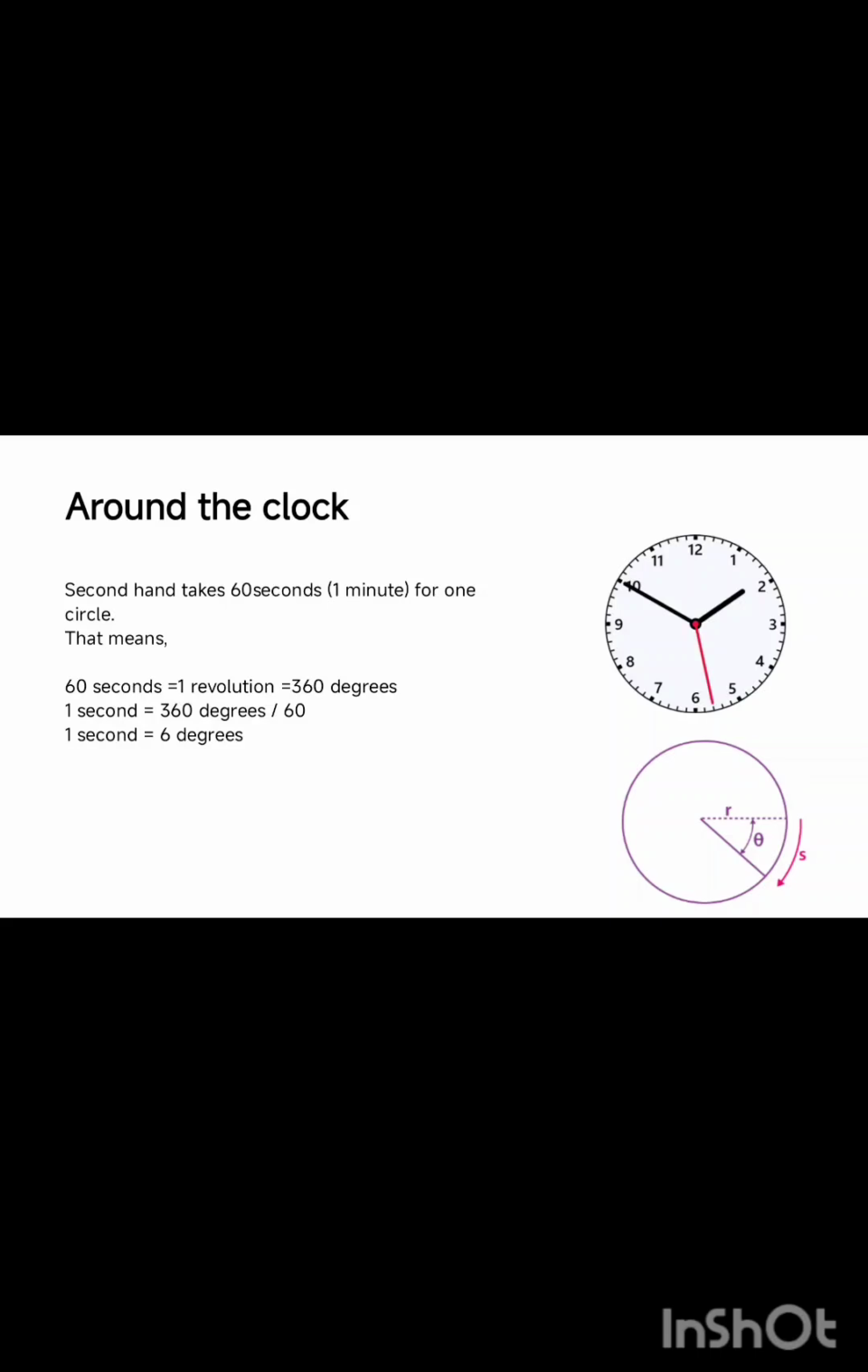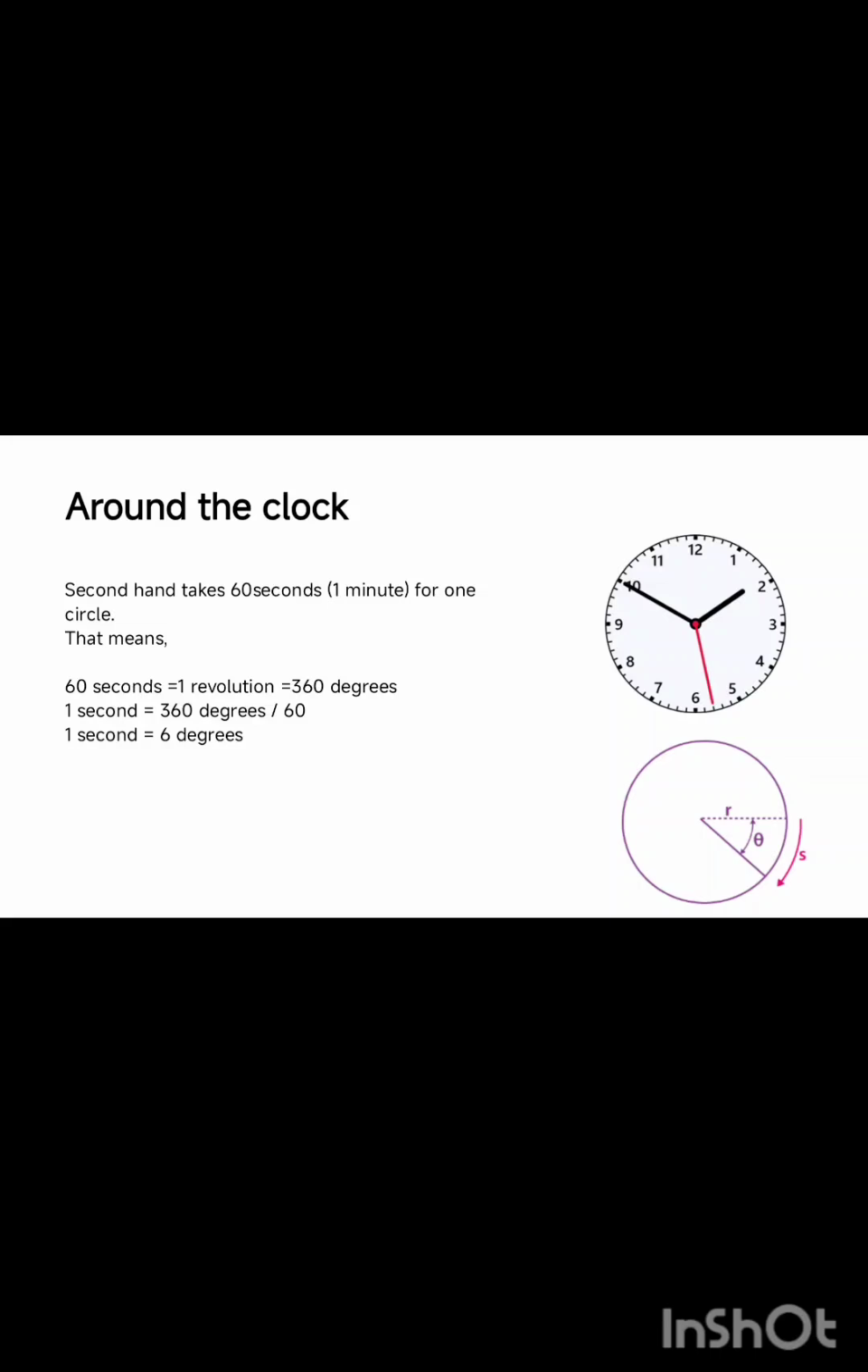Now we can say that the second hand takes 60 seconds or 1 minute for one complete circle, as we just discussed. So 60 seconds will be equal to one complete revolution, and one complete revolution is equivalent to 360 degrees. That 360 degrees is swept when one complete revolution is completed by the clock hand. So 1 second is equal to 360 degrees divided by 60. So for 1 second, we can find out how many degrees have been swept.